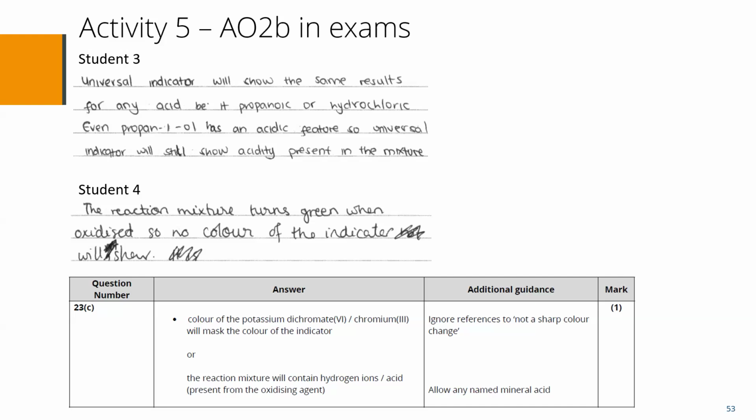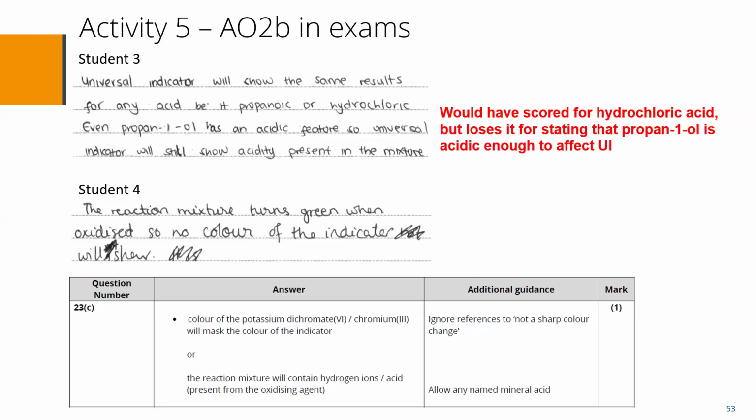Well, the answer to 3 is a very good one to show your students, because they would have got the mark for hydrochloric acid, but they lose it for stating that propan-1-ol is acidic enough to affect UI. So that's an excellent one to show your students about how writing extra information that happens to be incorrect chemistry negates the mark that the student actually got for putting down some good chemistry. So, good one to show your students. What about the next one?